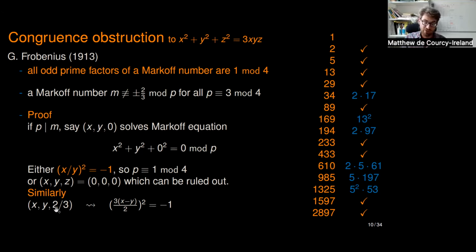And in the same way, if you substitute 2/3 for one of the coordinates, you're going to get a square root of -1.